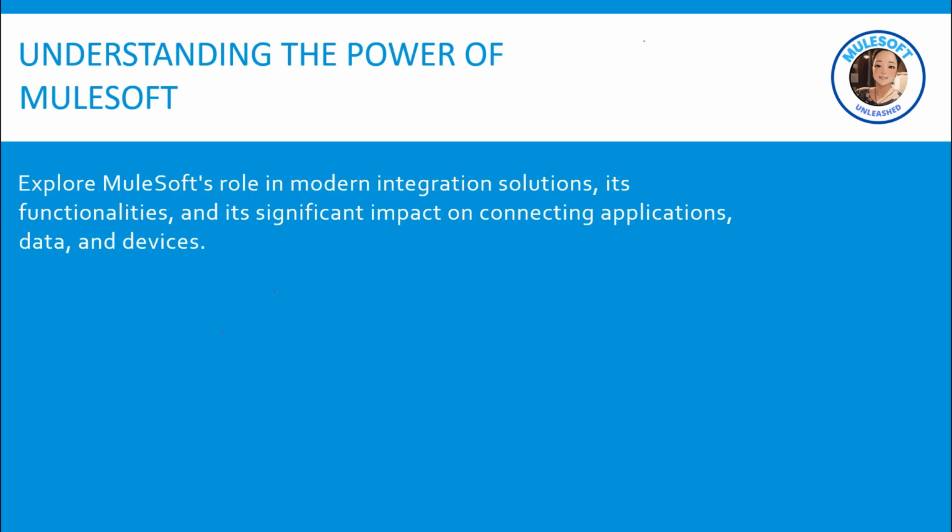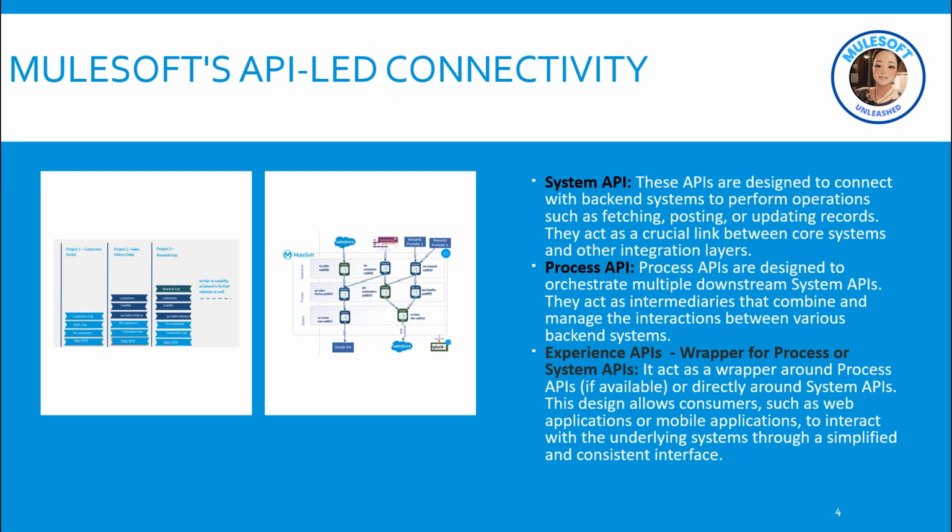Now, the real magic of MuleSoft comes from something called API-led connectivity. API-led connectivity is built on three distinct layers. Experience layer, top. This sits at the top. Process layer, middle. In the center, we have the process layer. System layer, bottom. At the foundation is the system layer.